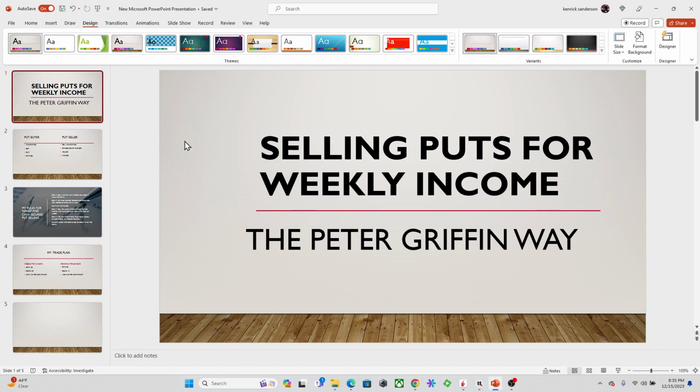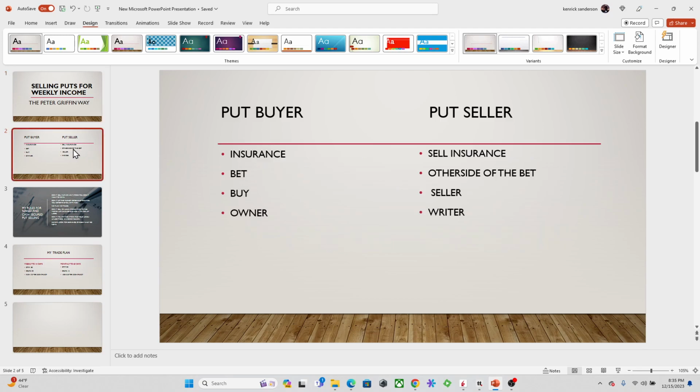So here we are, right? I call it the Peter Griffin way, just running around like Peter Griffin naked. So there's two people out there: the buyer and the seller. On the buyer side, the buyer of Apple wants insurance for his Apple shares. I am the seller and I am willing to sell him that insurance, that I will buy Apple shares if it falls so he can go to sleep at night. For that insurance, he has to pay me. That is the premium that I get.